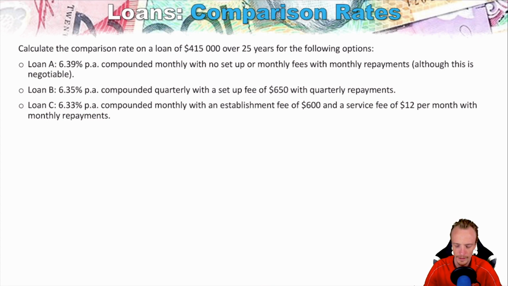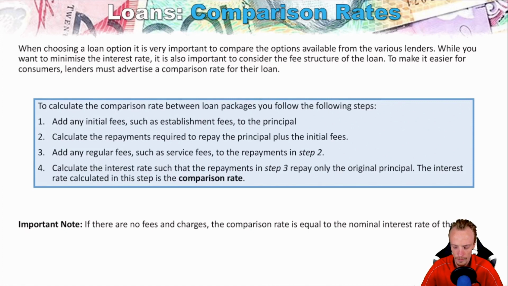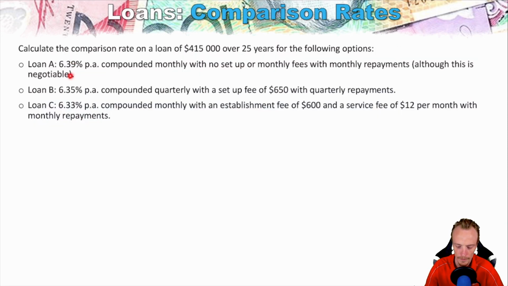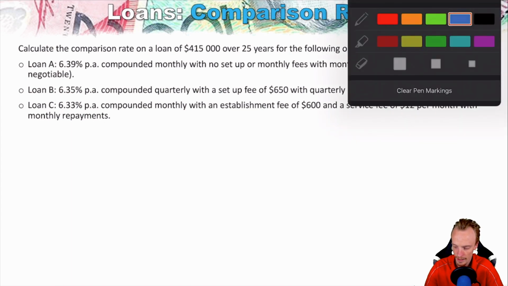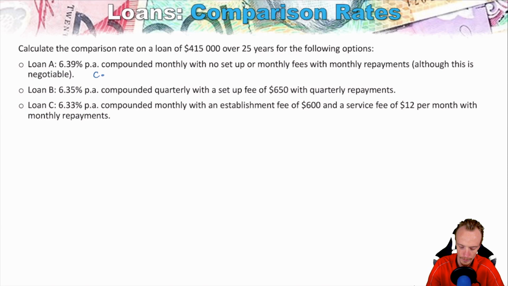If we think back to this, if there are no fees and charges, the comparison rate is equal to the nominal rate. The nominal rate is what's here. These are all nominal rates of interest. So immediately for loan A, we know that the comparison rate is going to be the same as the nominal rate. So comparison rate is going to be equal to 6.39% per annum. Nice and simple. I like it when it's like that.